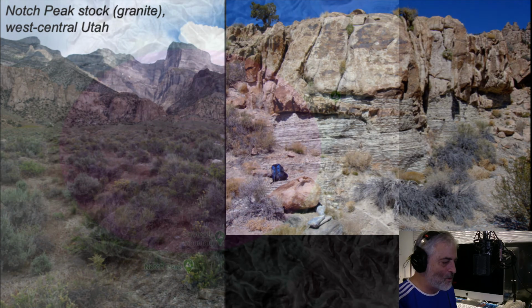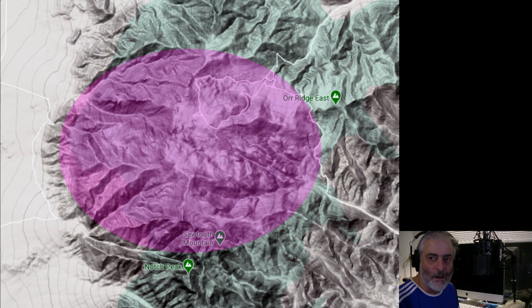And because it's small, it's smaller than 100 square kilometers for sure. It may be like 5 or 6 kilometers by 5 or 6 kilometers, and kind of roundish in shape if you look at it from above. And so that's the Notch Peak stock there.